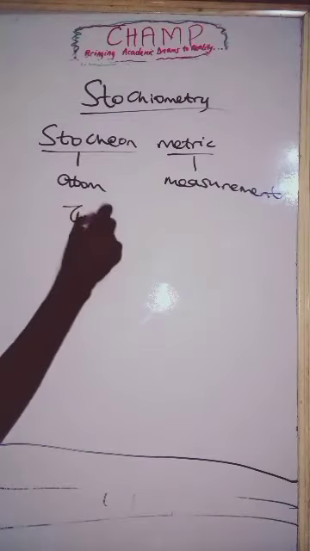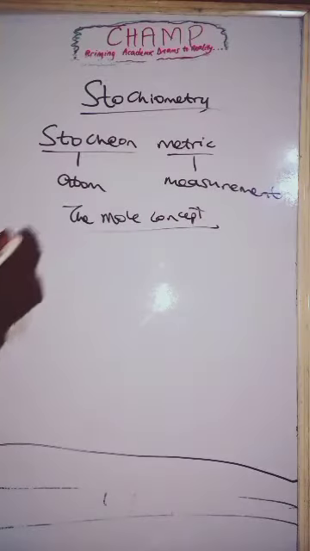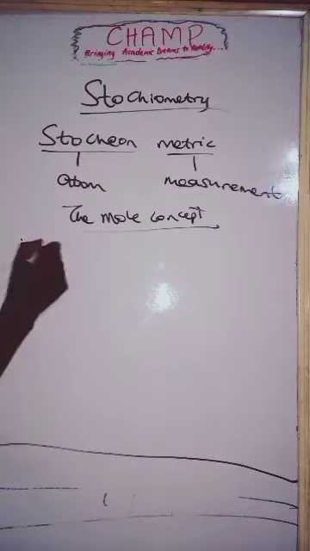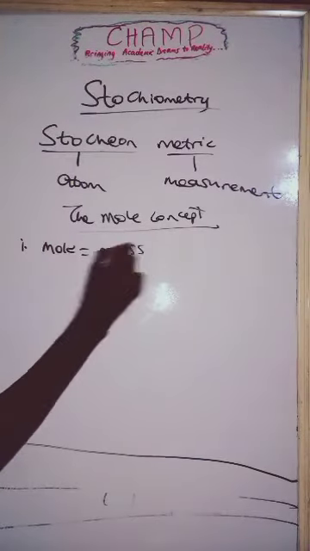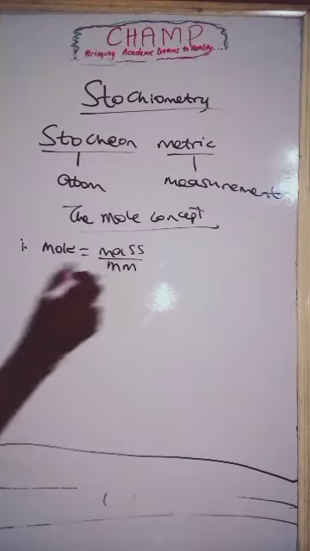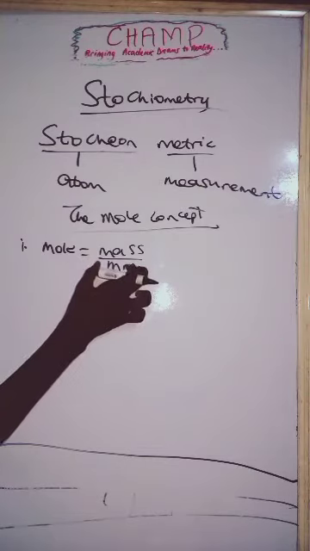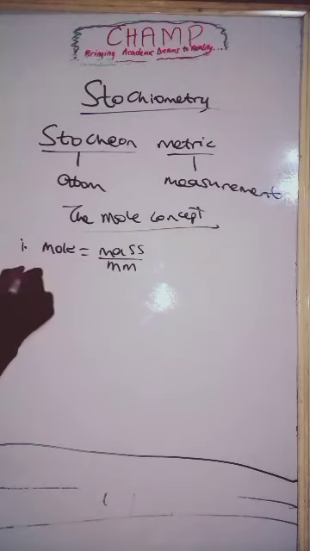Let me talk on the mole concept now. I will give some formulas on the mole concept, then we'll begin to take questions. So what's the first one? Mole is equal to mass over molar mass. Anytime you know the mass of a substance and you are asked to find the mole, just find the molar mass of that particular compound, so that we get to the mole.